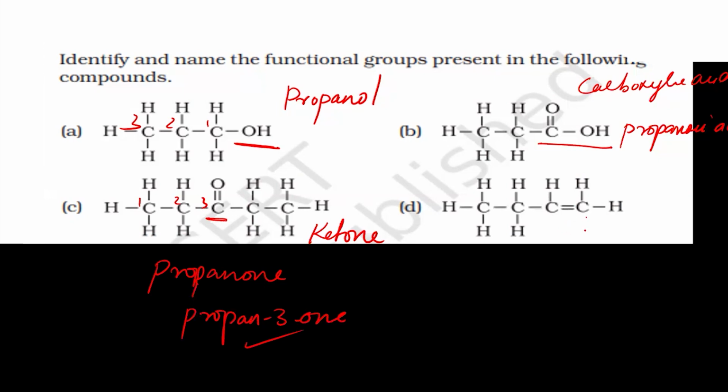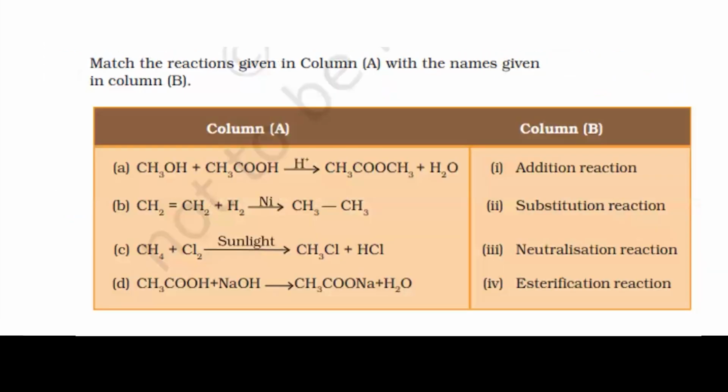And here is an alkene, 1, 2, 3, 4. So but-1-ene. But-1-ene. This is an alkene. Okay. And this is very simple.